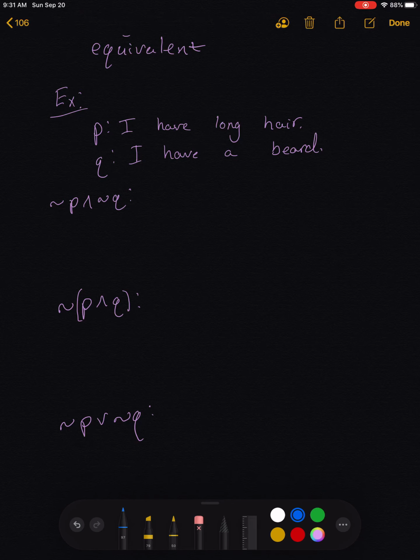So if we let P be the statement, I have long hair, and Q be the statement, I have a beard, let's start by writing out negation P and negation Q. So if P is I have long hair, then its negation would be I don't have long hair. And then the negation of Q would be I don't have a beard. So this statement would read I don't have long hair and I don't have a beard.